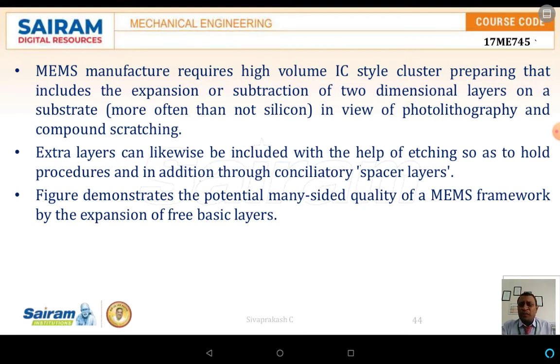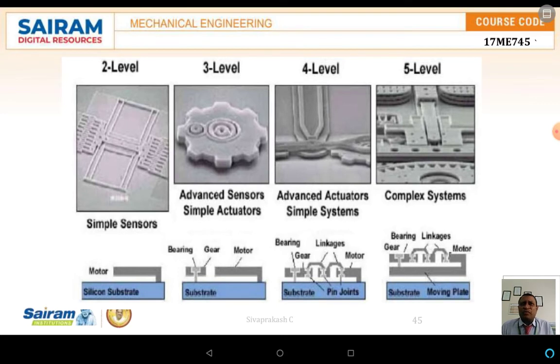Now, if you take an example with respect to a 2-level, or a 3-level, or 4-level, or 5-level. In the case of the 2-level, it is a simple sensor. Here, over the silicon substrate, a motor's construction is very easy. But in the case of 3 levels, along with the motors, the bearings and the gears have to be fabricated.